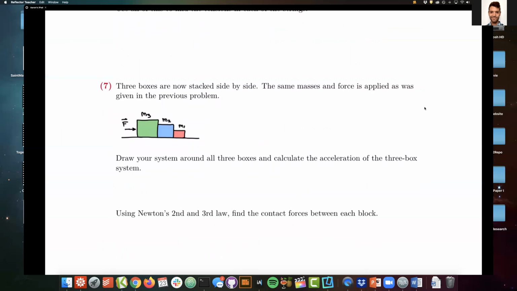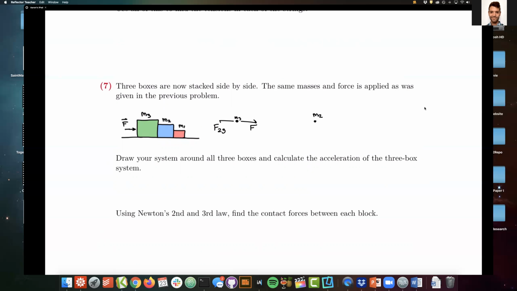This essentially is the exact same problem, except now it's not a string, but it's just a contact force. If you wanted to do this for M3, again, I'm going to ignore the vertical components. The force pushes M3 to the right, but then the force of box 2 touching box 3 pushes it to the left because box 3 and box 2 are touching. There is a contact force.